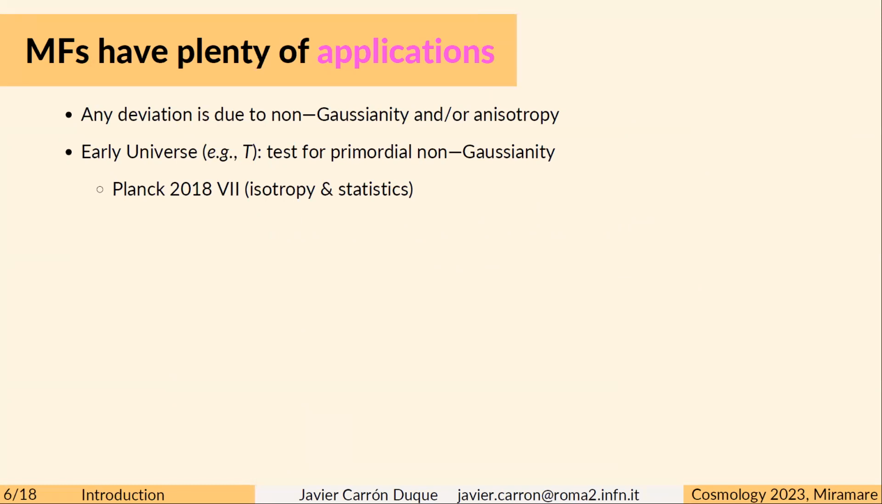So Minkowski functionals have plenty of applications because, since we know what the value should be in the case of Gaussianity, we can test for deviations from these predictions. This was done already in the Planck papers, in the isotropy and statistics paper from the last release, where they test in a blind way whether there is some deviation. Of course, they don't find any deviation because the CMB is very nearly Gaussian, but these tools can also be applied to fields that we know are not Gaussian in order to extract that information. That information we cannot extract with the power spectrum, so we have to use other tools.